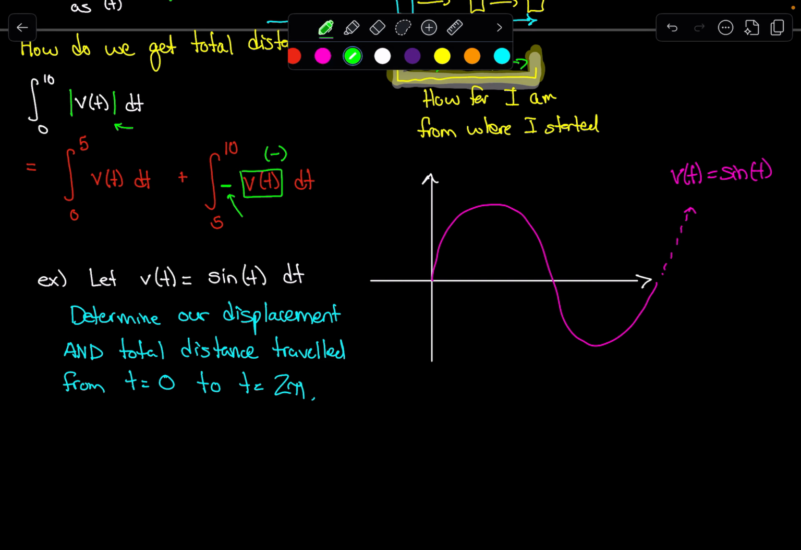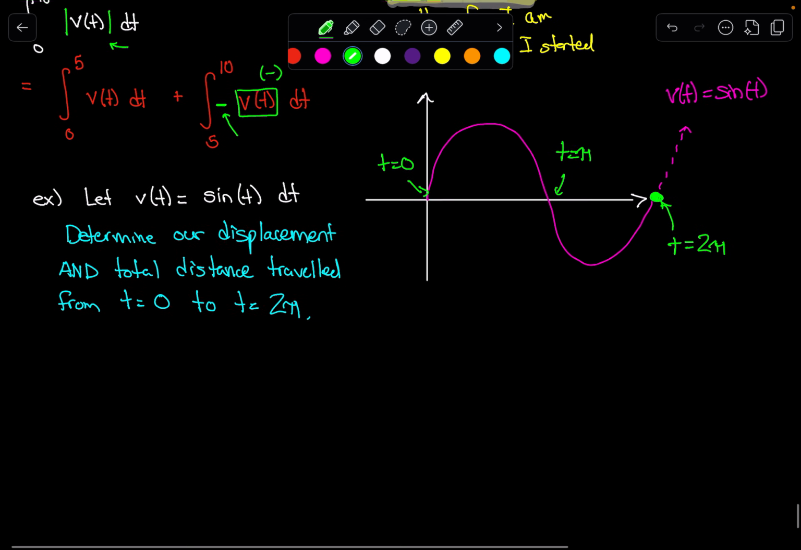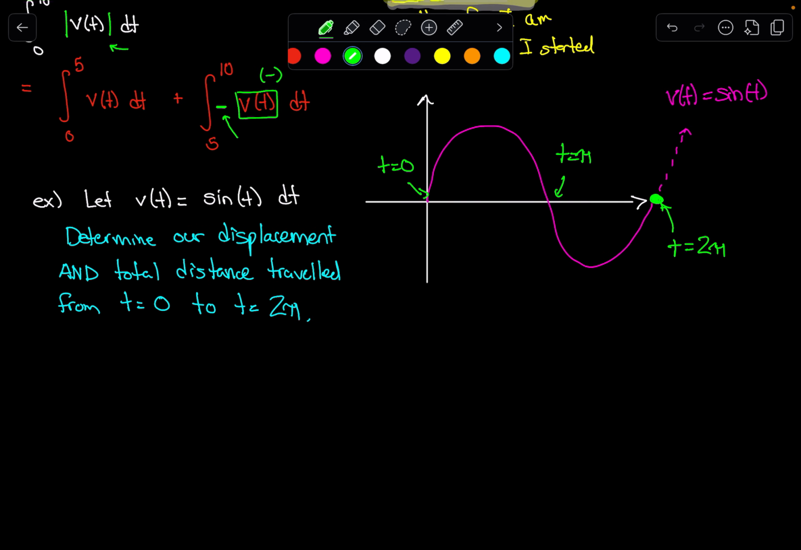We need to remember some things about the sine graph, which is that this right here is when t is equal to 2 pi. This right here is when t is equal to pi. This is when t is equal to 0, etc. So let's think about this really quick. Okay, we're going to do this using our noggin. If we look at our total distance and displacement in this first little chunk here, let me draw us our little line here.